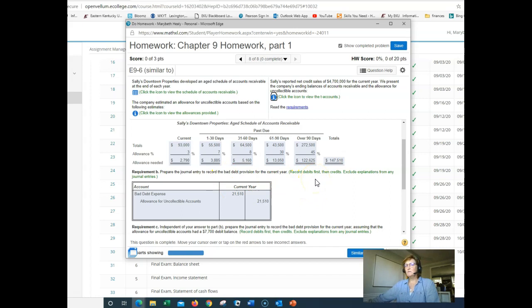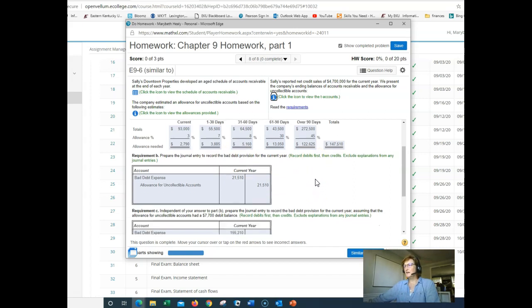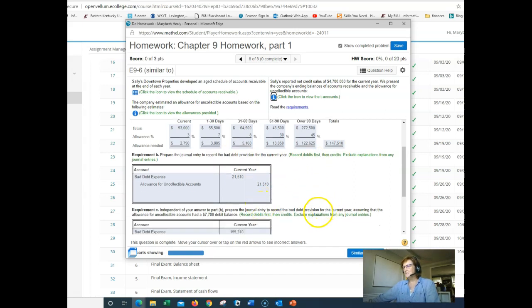What we're going to do is say, what if that allowance account had a 7,700 debit balance. And what that means is that we wrote off more accounts than we expected to. And we weren't off by that much. 7,700 is not too much.